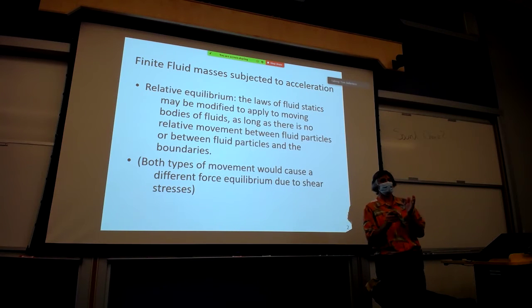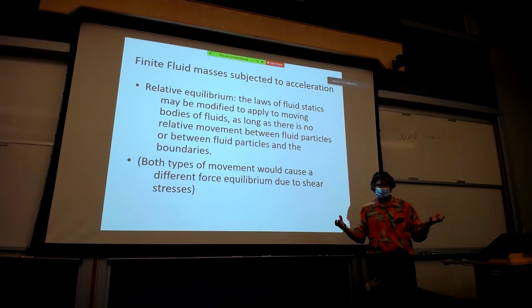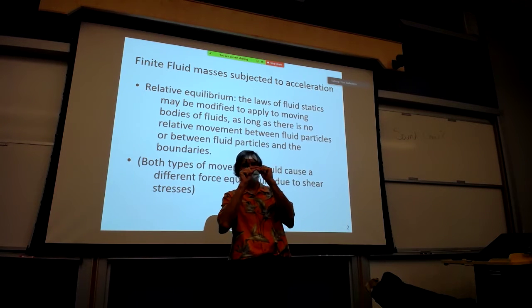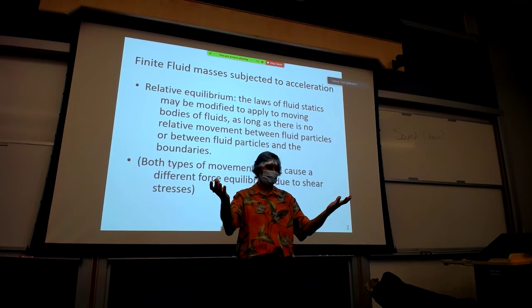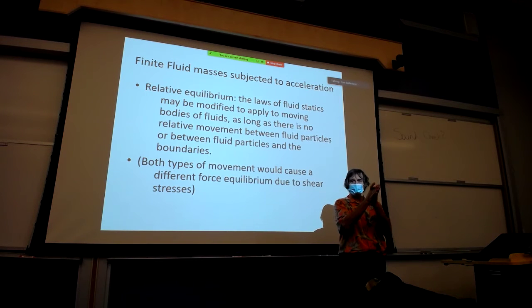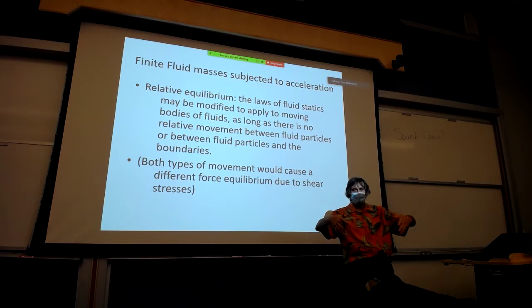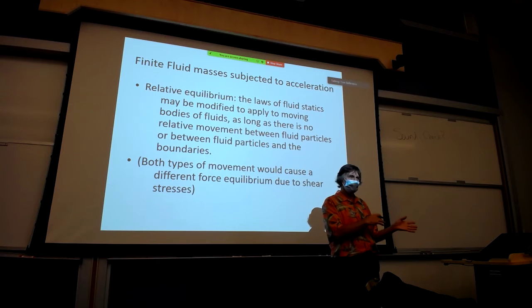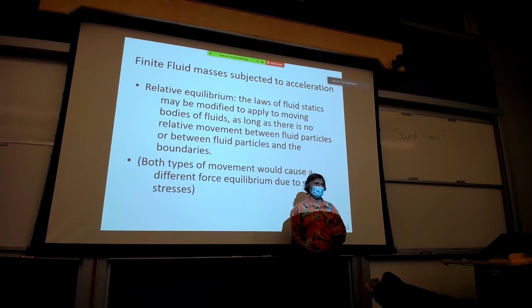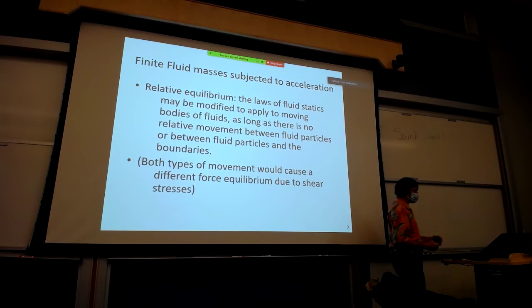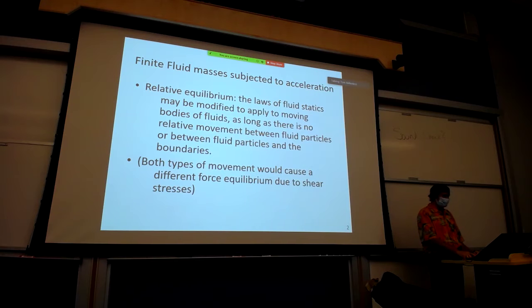Why? Because when you have relative motions, you get shear stresses, and those shear stresses add additional forces into the system. When we talked about fluid statics before, we started with a little differential cube, and we said that the sum of the forces in any direction is 0. When you have relative motion between particles or between particles and the walls, you introduce other forces, shear forces. We didn't account for those before, and we're not going to account for them now, because there's no relative motion. Later in the semester, we're going to relax this and actually calculate these forces. So again, we continually build on what we've done in this course.